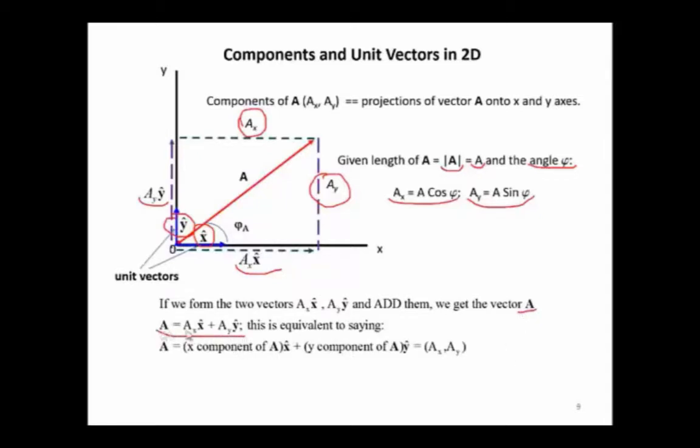That A is equal to the vectorial combination of the components. In terms of words, it says that A is the x component of A times x hat, and then the y component of A times y hat. And we sometimes write that in terms of some sort of a bracket with A_x, A_y. So these are the vector components, but this notation is equivalent to this one right here.